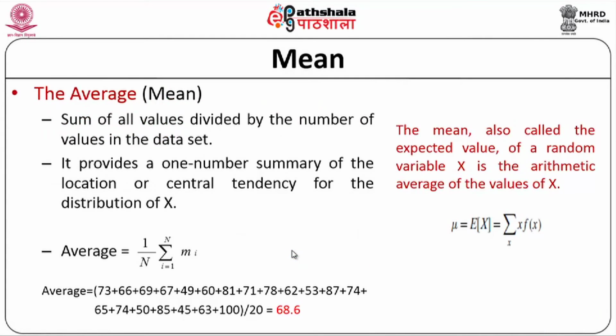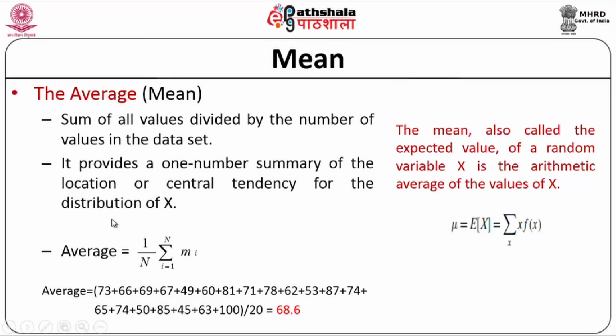The second type of metric is mean. Mean is fundamentally the average. When we talk about mean, we take a set of data, sum all the values available in the data and divide that sum by the total number of values in the given data set. This generates the average. It provides a one number summary about the location or the central tendency for the distribution of the variable x. So, if we are analyzing a variable x and its corresponding values, we can identify where exactly the data tends to average. This is what is provided by the metric called mean.